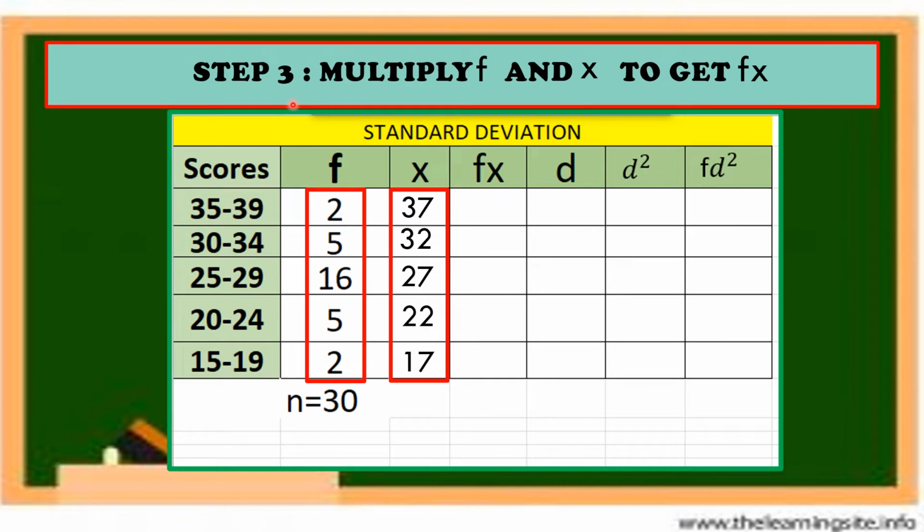Step number 3. Multiply f and x to get fx. This is f. This one is x. We need to multiply f and x. So 2 times 37 is 74. 5 times 32 is 160. 16 times 27 is 432. 5 times 22 is 110. 2 times 17 is 34.